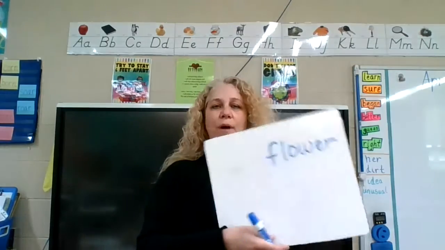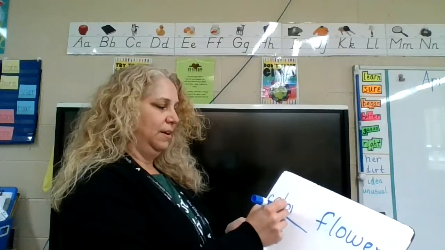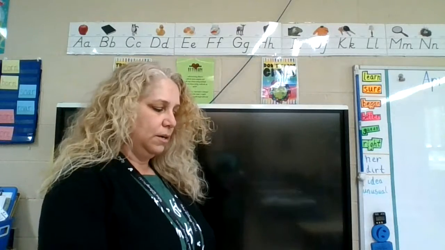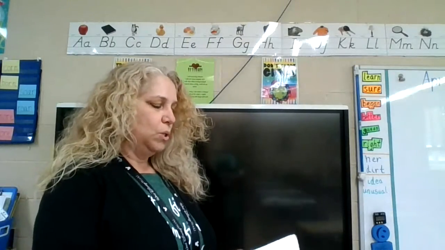So if I said a tree, no, let's do flower. Flower is my noun. If I want to describe my flower, I need an adjective. I could use the word colorful: the colorful flower. We could use a color word, like the blue flower. Ooh, blue flowers are cool. We could use another kind of word like pretty: the pretty flower. Pretty is an adjective. Okay?